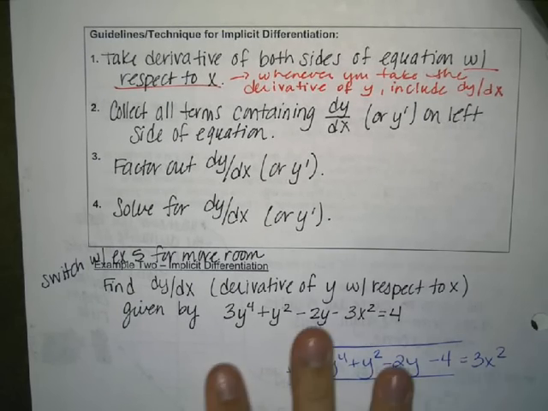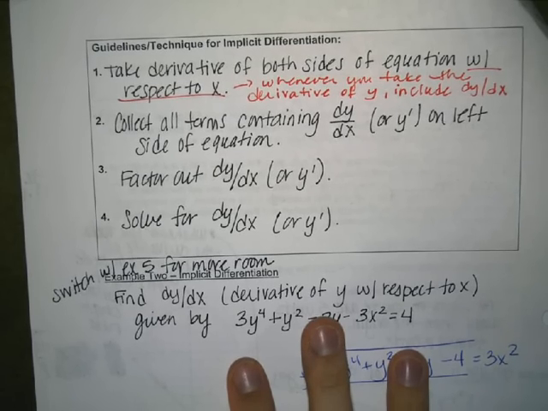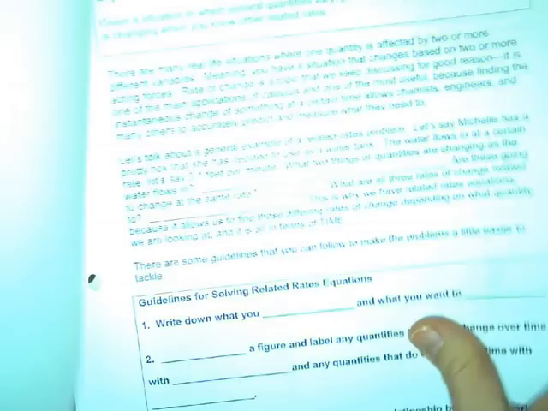Okay, don't write that down quite yet. Switch to example 5 for more reading. Alright, so let's go to example 5, because example 5 is the one that takes a little bit more space than I gave you.